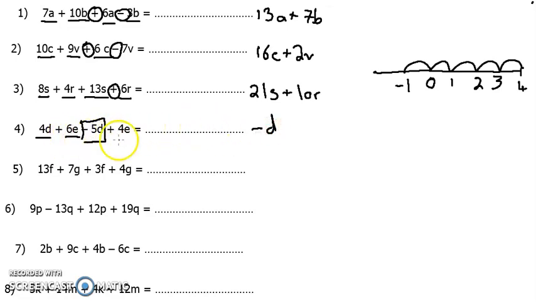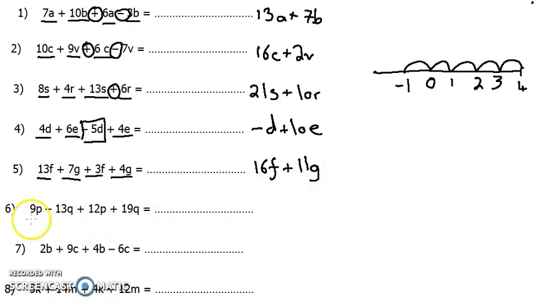And then here, you've got 6e plus 4e, which is positive 10e. Okay, now for the next one. We've got 13f plus 3f. That's nice and straightforward. That is 16f. And you've got positive 7 plus positive 4: 7, 8, 9, 10, 11. That's positive 11. What have we got? That's a G.